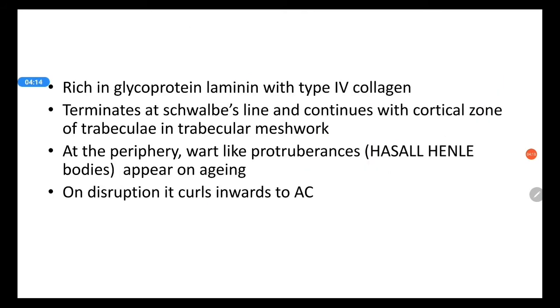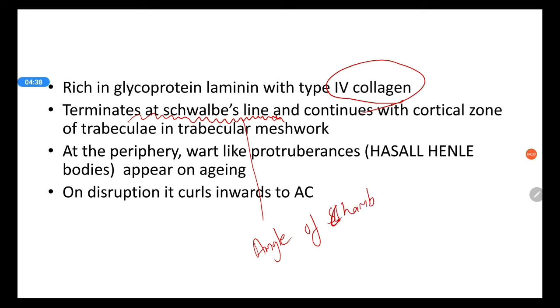Now this Descemet's membrane is rich in glycoprotein laminin with type 4 collagen, and this is a very important statement to know that Descemet's membrane terminates as the Schwalbe's line, which is a structure you see in the angle of anterior chamber. Now this is continuing after the Schwalbe's line in the trabecular meshwork.